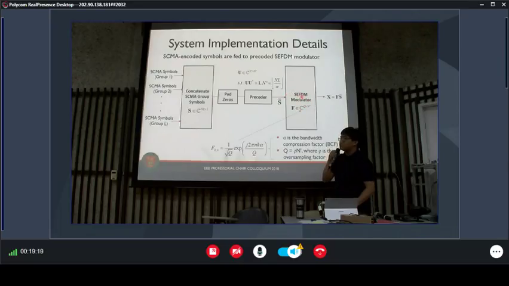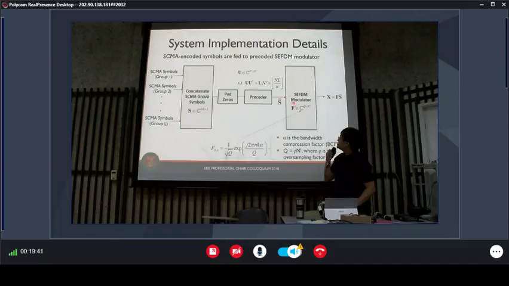The operation done by this SEFDM modulator is matrix-vector multiplication with this matrix F, which is a Q by N prime. Q is the oversampling factor. Q is equal to rho N prime, where rho is the oversampling factor. And then we'll be able to get the transmitted symbols.